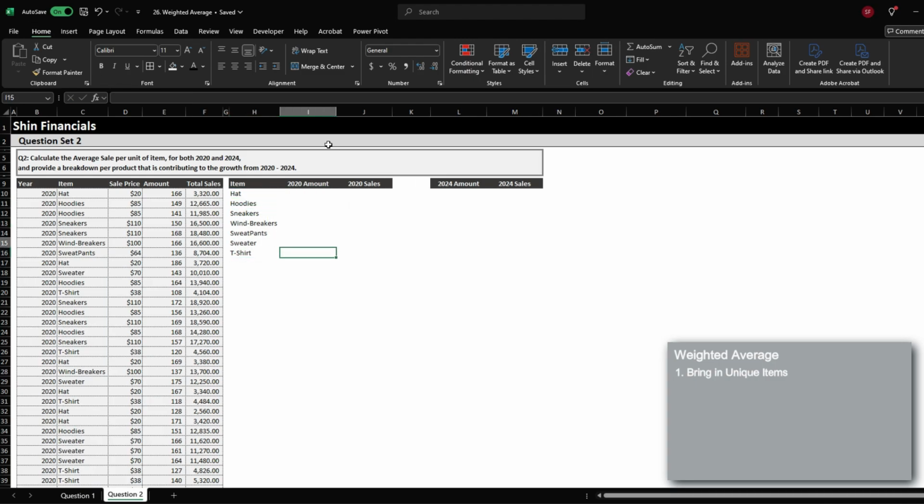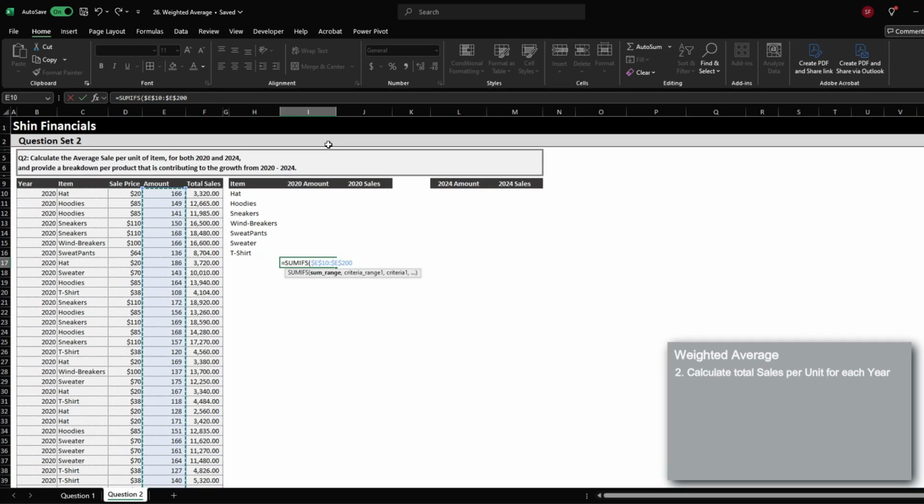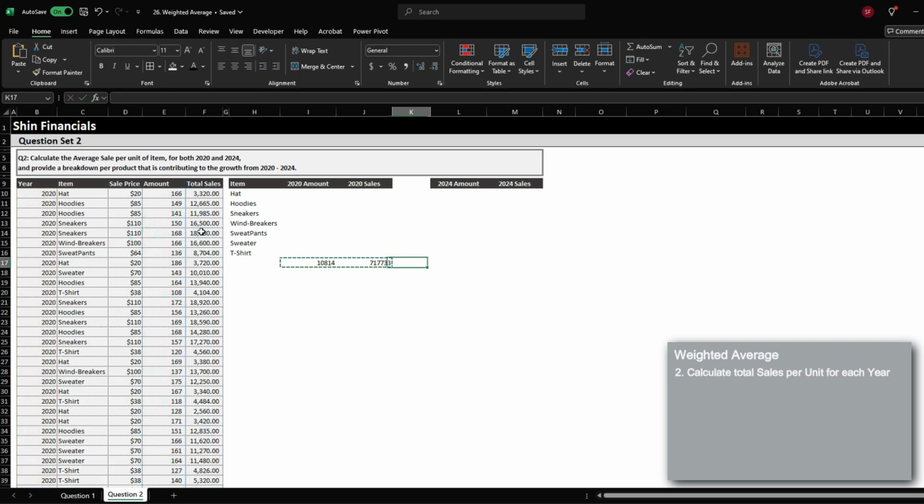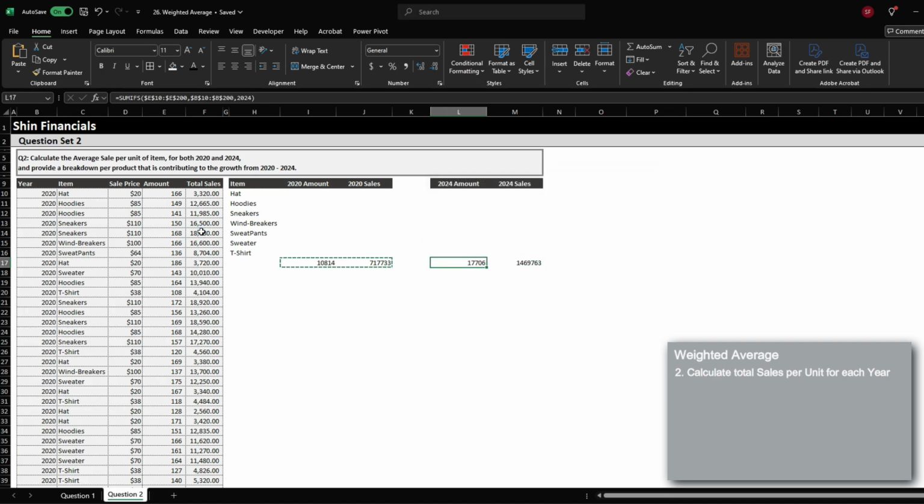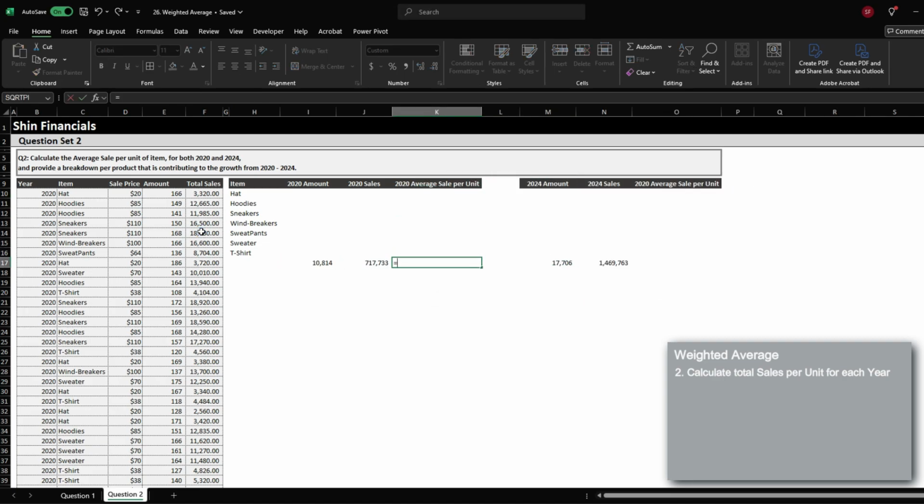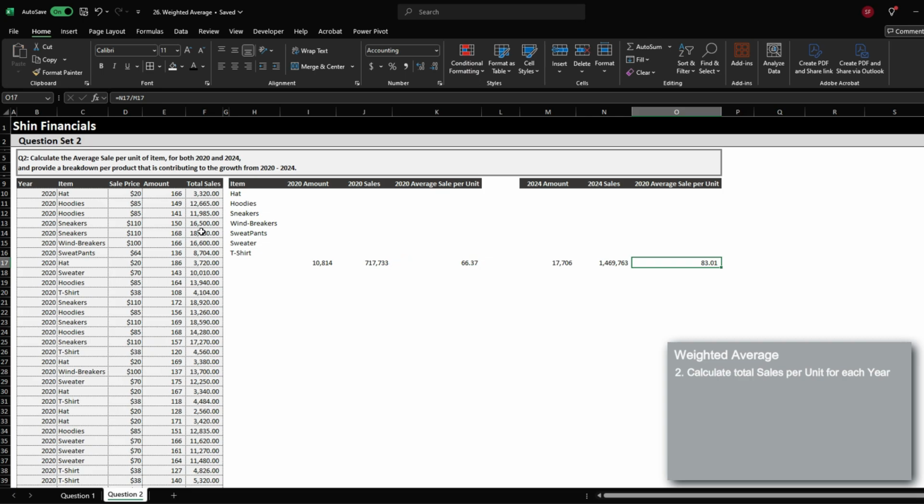And this time, instead of actually calculating the 2020 amount by the item first, I'm actually going to just calculate the total based on the year. So the year would be 2020. Sales would be total sales here. And then this time, instead of 2020, we need 2024. So the 2020 average sale per unit is about $66, whereas 2024, it's about $83.